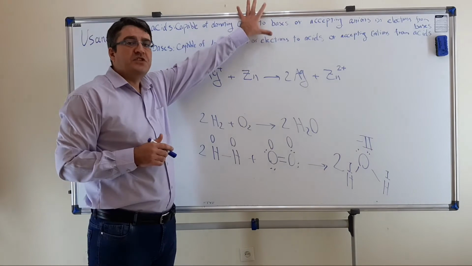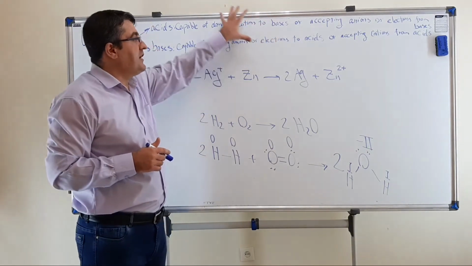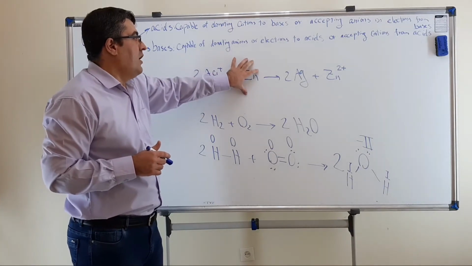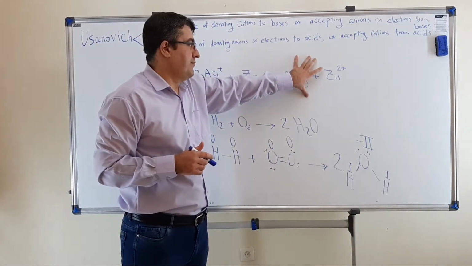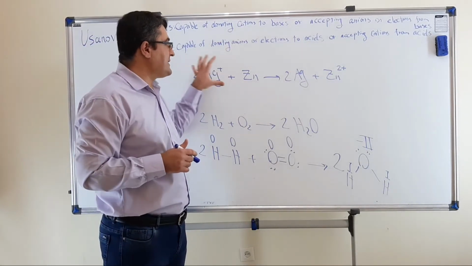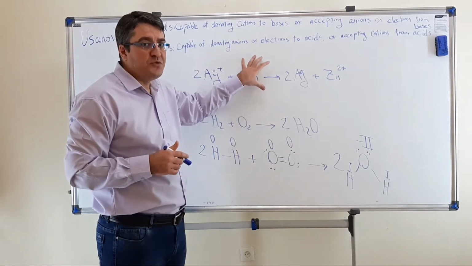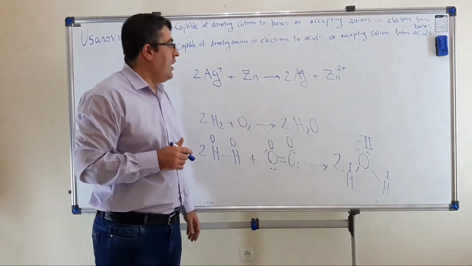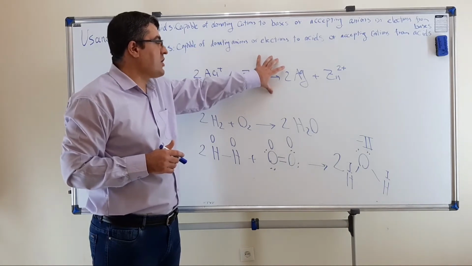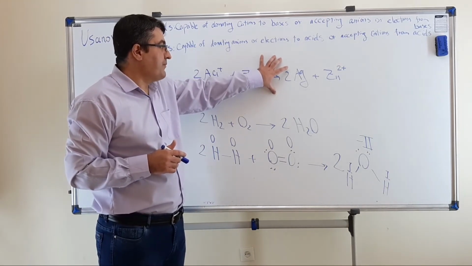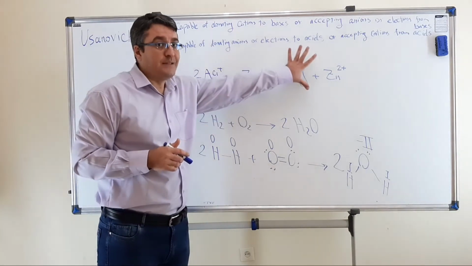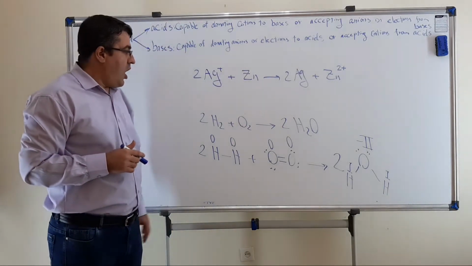Based on the Usanovich acid-base theory, definitely Usanovich acid-base theory includes this type of redox reactions. Here, oxidizing agents are Usanovich acids and reducing agents are Usanovich bases. So Usanovich acid-base theory definitely includes this type of redox reactions, the redox reaction in a narrow sense, as Usanovich acid-base reactions.